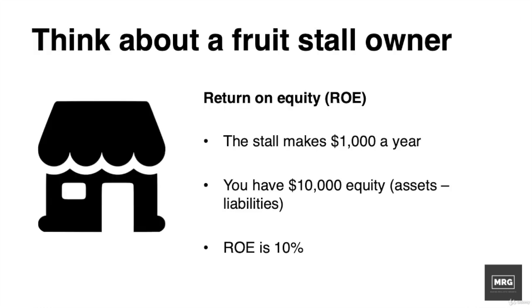In the example of a fruit store owner, to explain ROE, assuming the store makes $1,000 a year in net profit, you have $10,000 worth of equity, taking all your assets of the store, minusing all your liabilities. $1,000 divided by $10,000 multiplied by 100%, you will get an ROE of 10%. So again, the number for ROE, the higher the better. So look out for companies that have good or high ROE values.